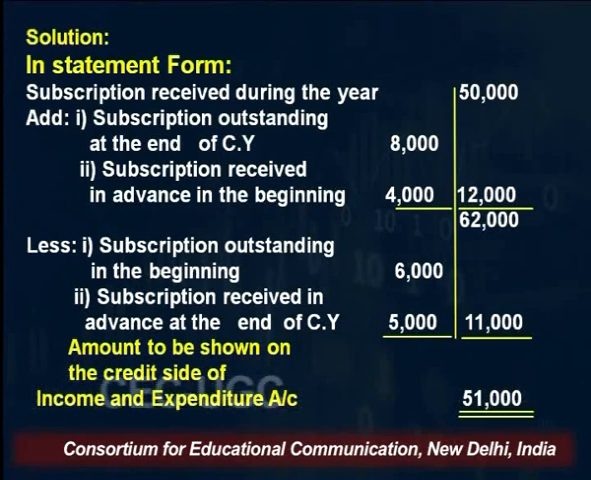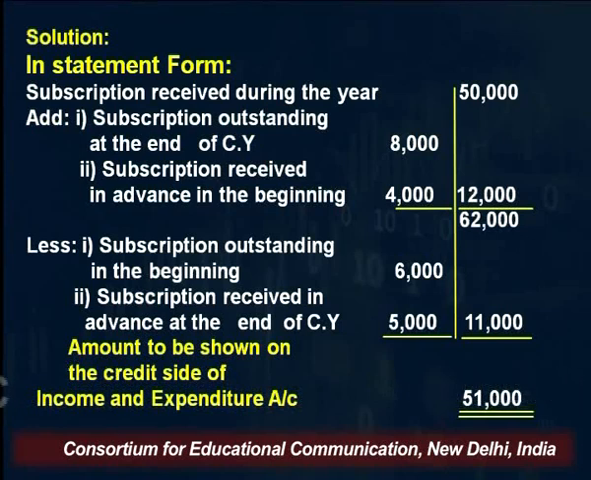In very simple terms, both the items, that is subscription outstanding at the end of the current year, that means income which is due but not received at the end of the year. What you have to see is whether that income is related to the current year or not, irrespective of whether it is received or not. So any income which is related to the current year has to be added here, and any income which is not related to the current year, if it is related with the previous year or the next year, has to be deducted. So subscription outstanding at the end of the current year, which is rupees 8,000, and subscription received in advance in the beginning, that is rupees 4,000, are to be added here.